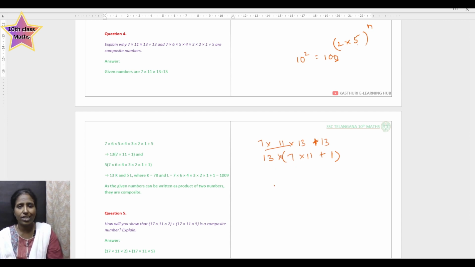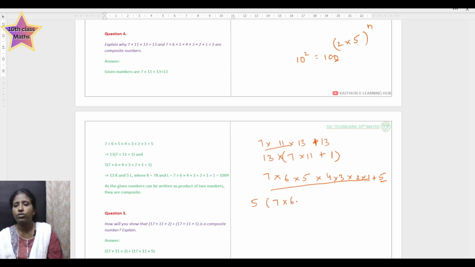Okay, we go to the next one. What is the next one? 7 into 6 into 5 into 4 into 3 into 2 into 1 plus 5. Again divide. This side of the plus symbol is one term, this side of the plus symbol is another. What is common between both of them? You have to assume it this way, then writing the divisibility rule will be easy. In this side and this side, what is common? Yes, 5 is common. We take it out.